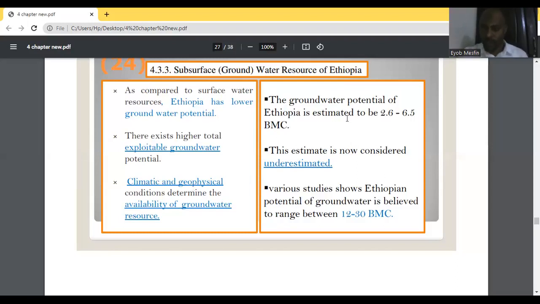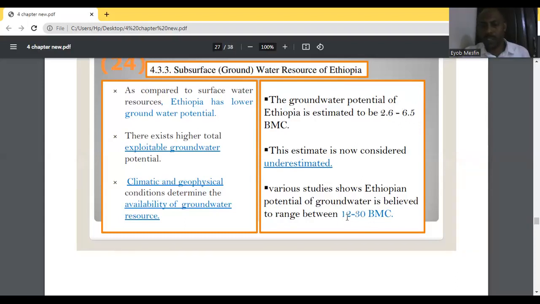So the study shows our groundwater potential is from 2.6 up to 6.5 billion cubic meters. This is a very small number. We do have a small proportion of groundwater, but this is an underestimated expression, and some studies show we do have better potential.